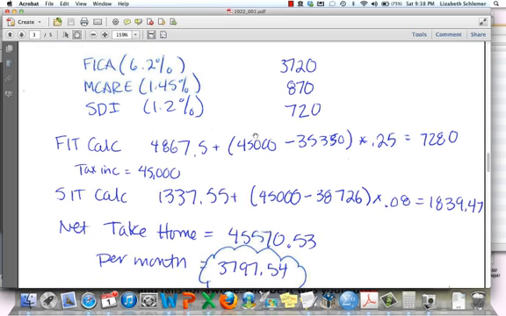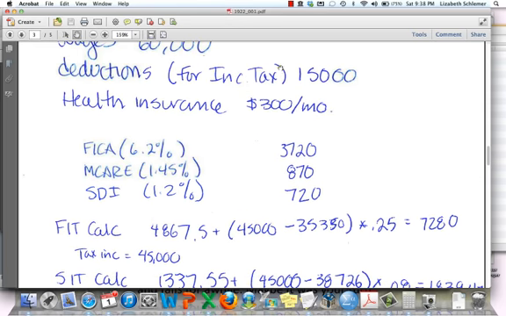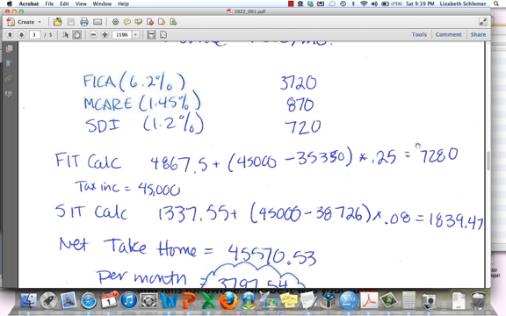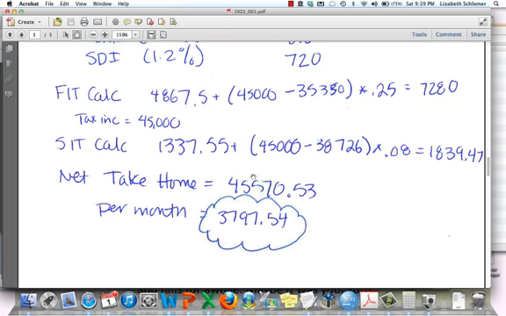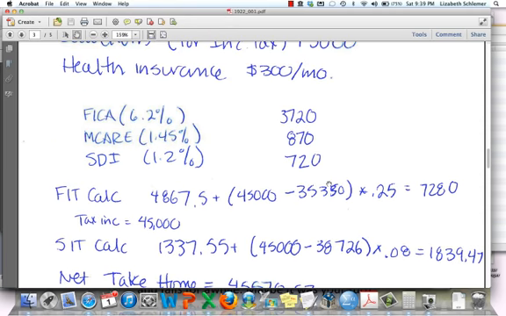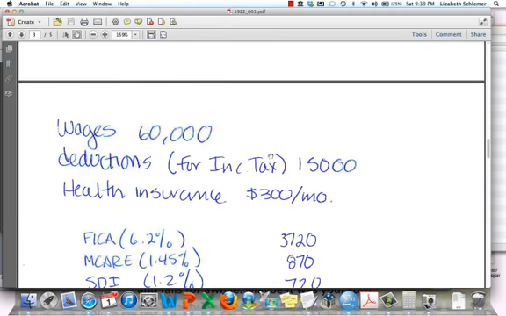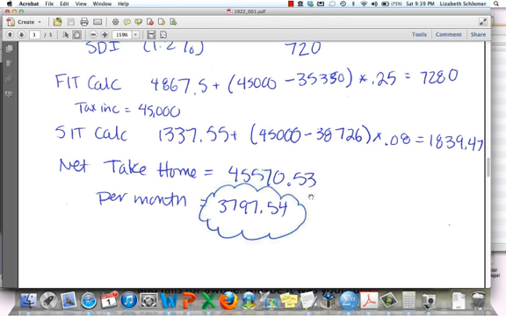Federal income tax is based on 45,000, which is 60,000 minus 15,000. So this is the federal income tax, and then state income tax. And then for the take-home pay, you deduct all of these values from the $60,000, and you get 45,570, and then divide it by 12, and that is the monthly value.